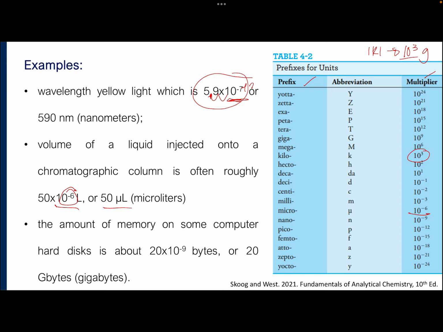And then the amount of memory on some computer hard disk is about 20 times 10 to the positive 9 bytes. So this is 10 to the 9. So we look for 10 to the 9 here, which is giga. So the 20 times 10 to the 9 is equal to 20 gigabytes. So make sure to familiarize those multipliers, because we will use this one for conversion of units.